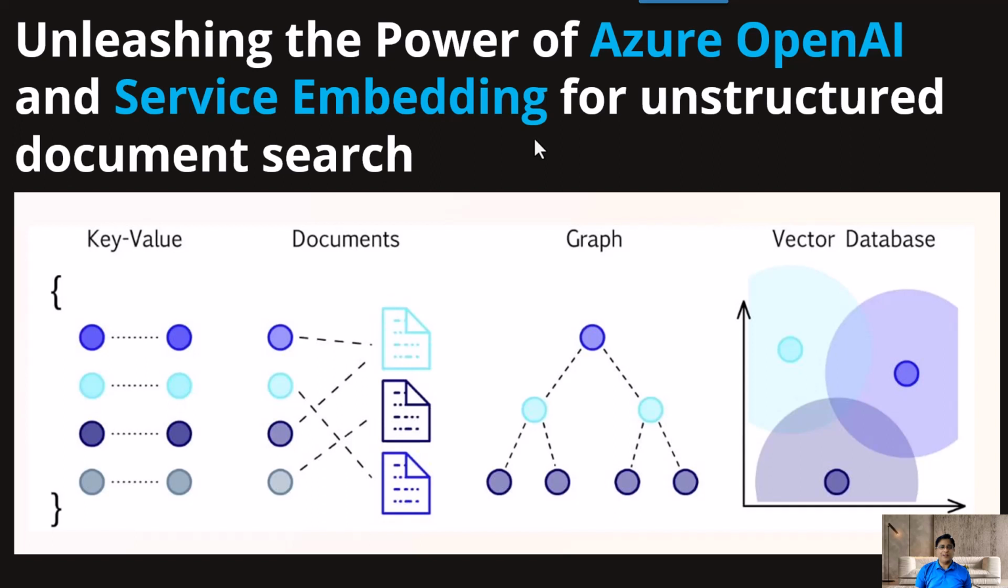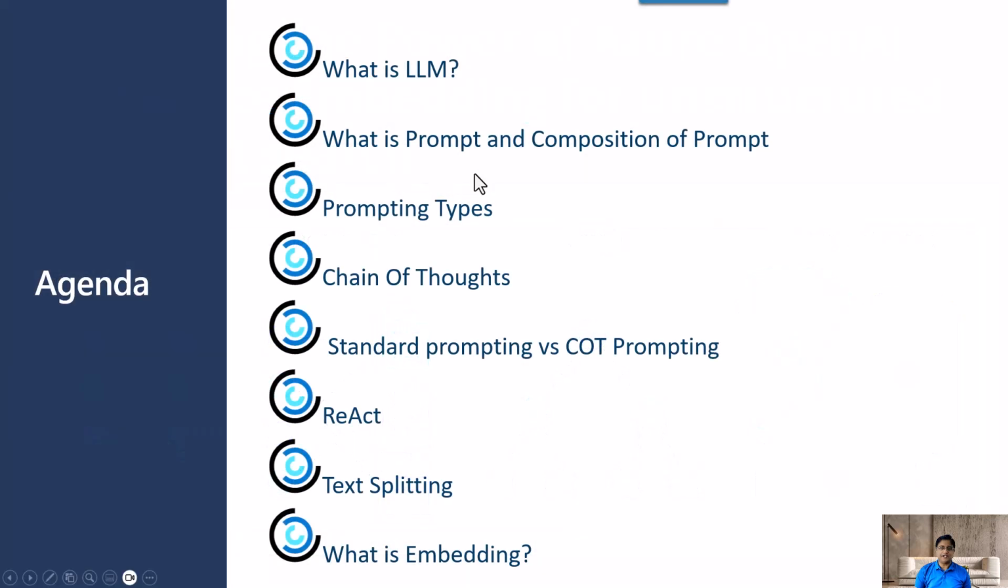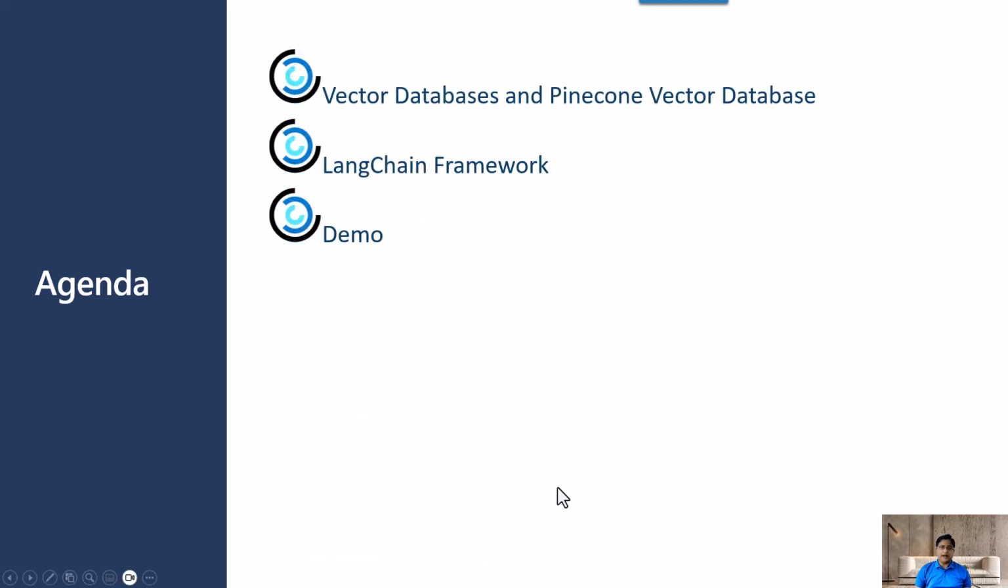Unleashing the power of Azure OpenAI and service embedding for unstructured document search. So let's get started. Here is the agenda. First, we are going to understand what is LLM, large language model, what is a prompt and composition of a prompt, different prompt types, what is a chain of thoughts, standard prompting versus COT prompting, chain of thought prompting, React framework, then text splitting, how text splitting works in your LLM, what is the embedding, vector databases and Pinecone vector databases, and then Langchain Framework, followed by a quick demo to showcase this capability.